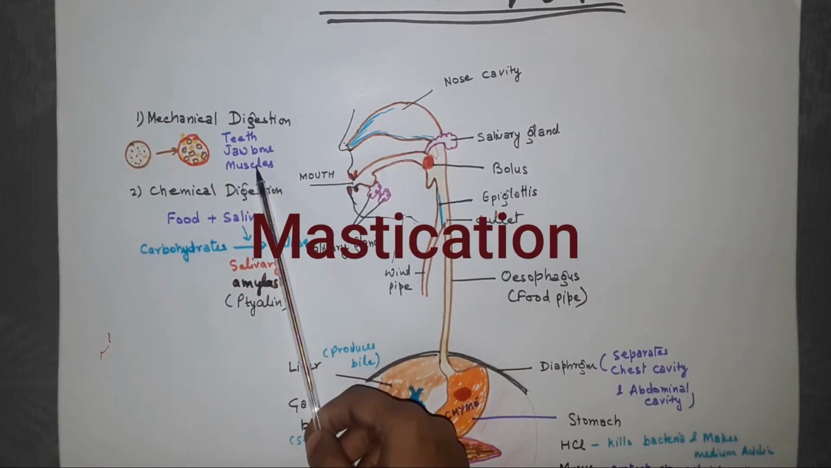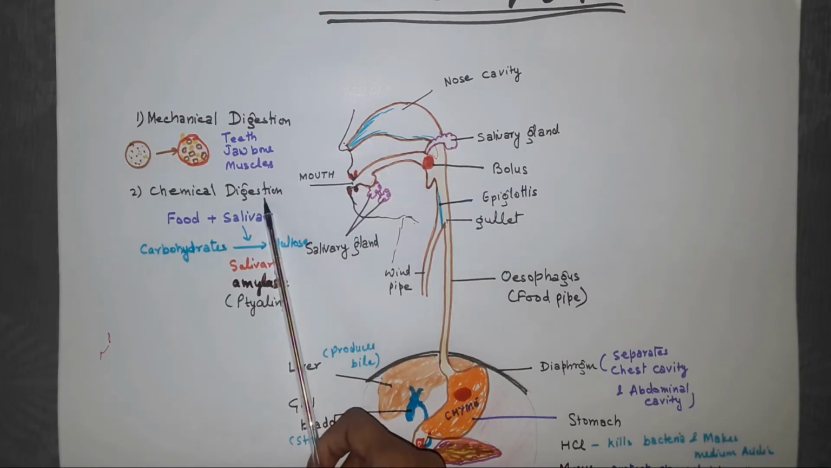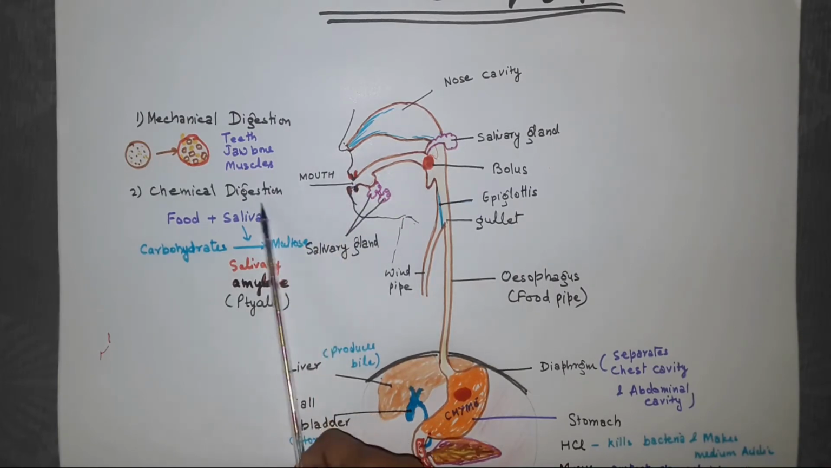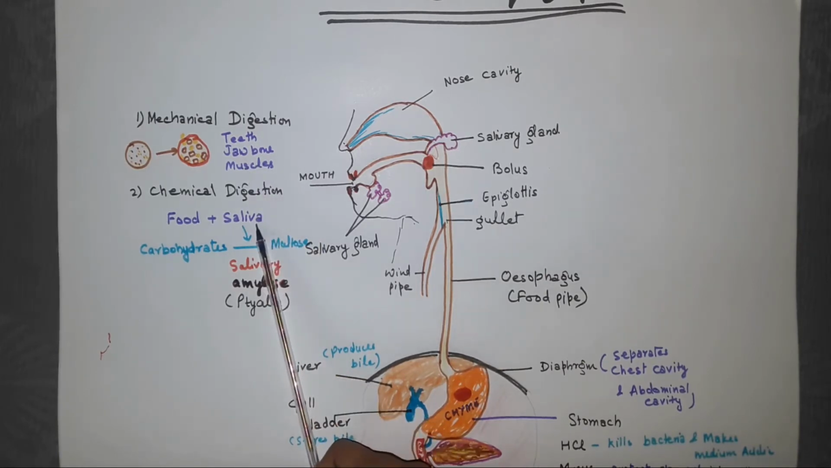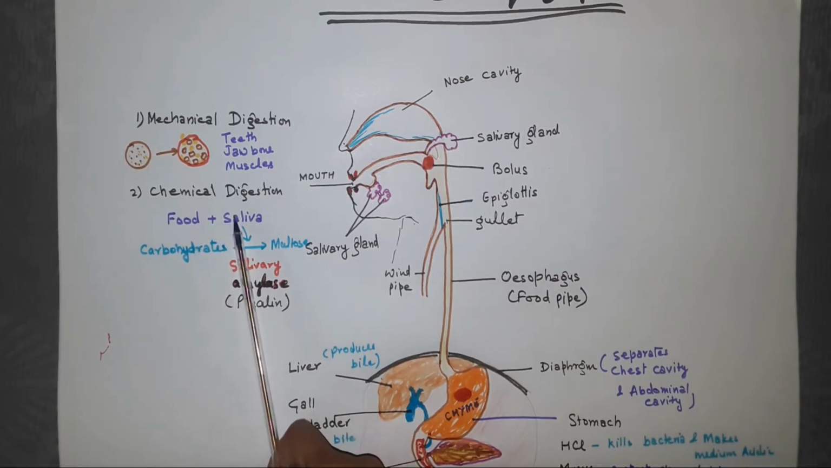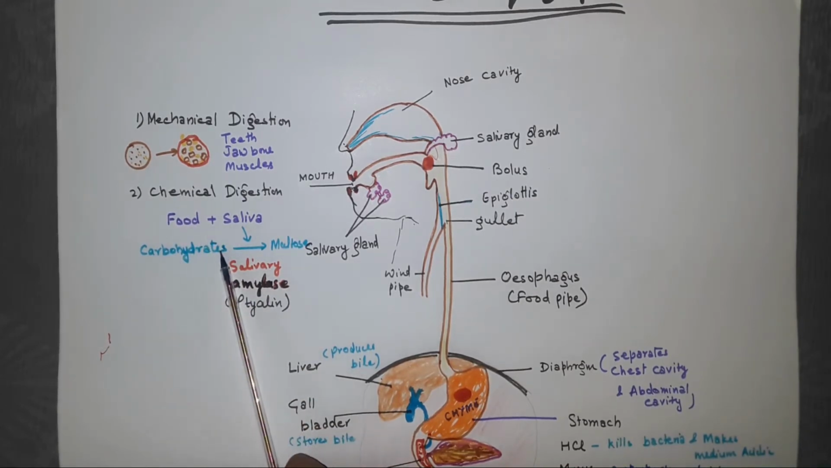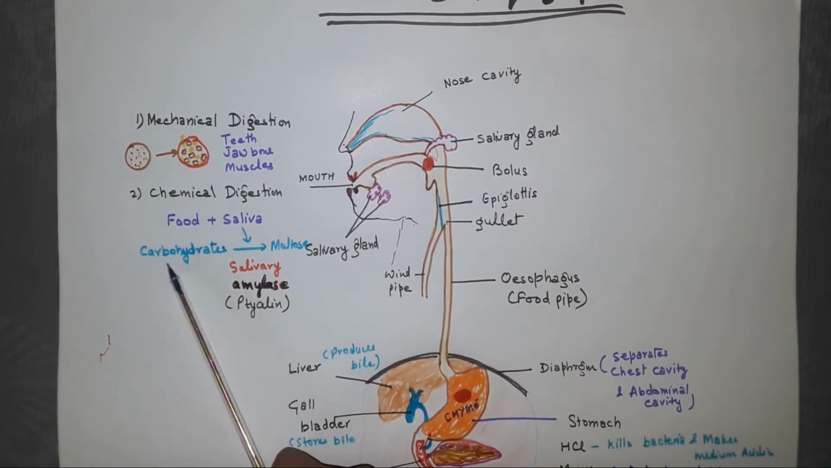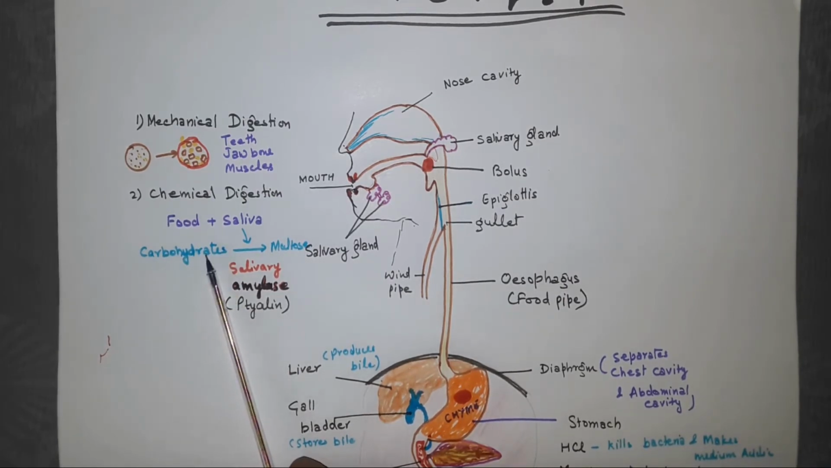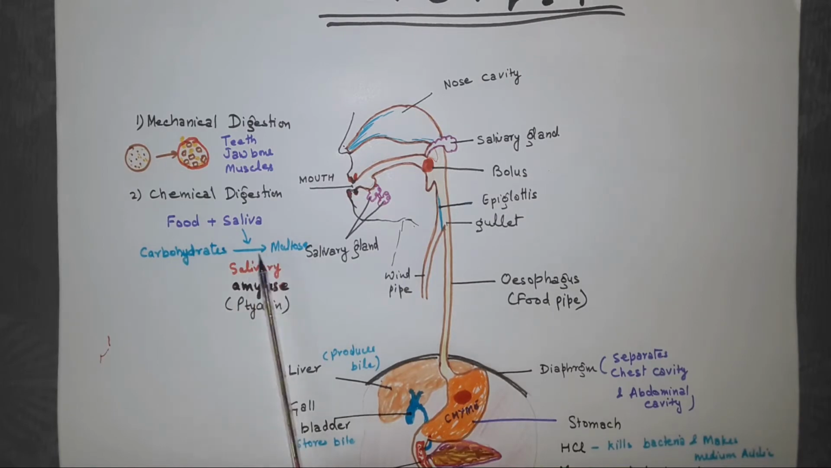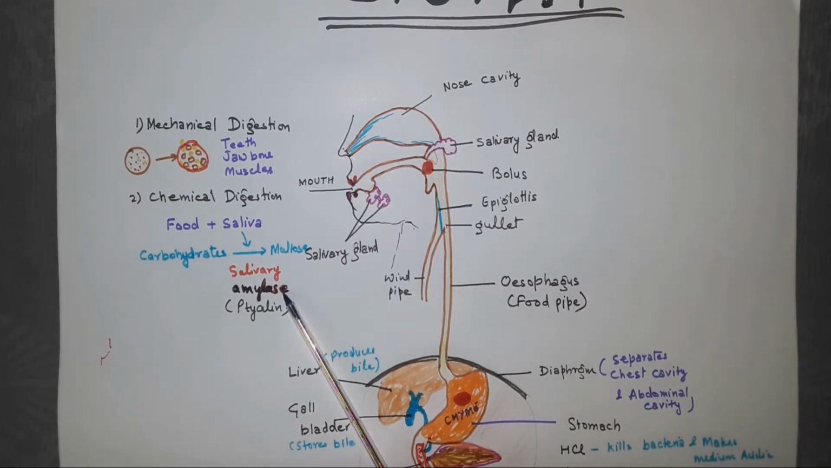Now along with mastication, chemical digestion also occurs in the mouth. What is that chemical digestion? During mastication, the saliva gets mixed with the food. Then whatever carbohydrates are there, or the starch, the complex carbohydrate, will start getting digested. Other things will not start digestion, but the starch will start changing into maltose. How does it change? Because of the salivary amylase.